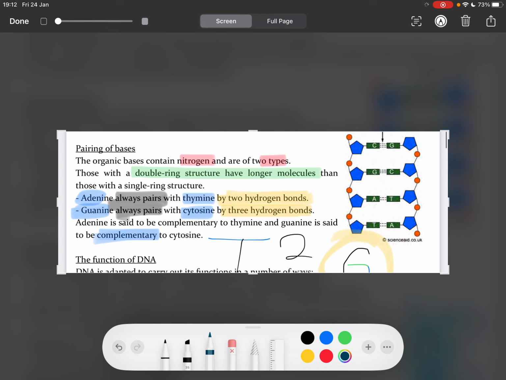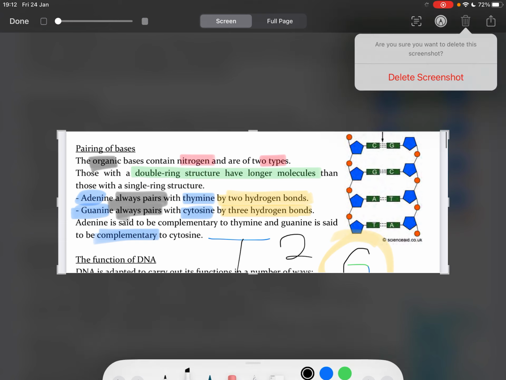Okay, let's go. Pairing of bases. Basically, the organic bases contain nitrogen and are of two types. Those with a double ring structure have longer molecules than those with a single ring structure. Adenine always pairs with thymine by 2 hydrogen bonds. Guanine always pairs with cytosine by 3 hydrogen bonds. Adenine is said to be complementary to thymine and guanine is said to be complementary to cytosine.